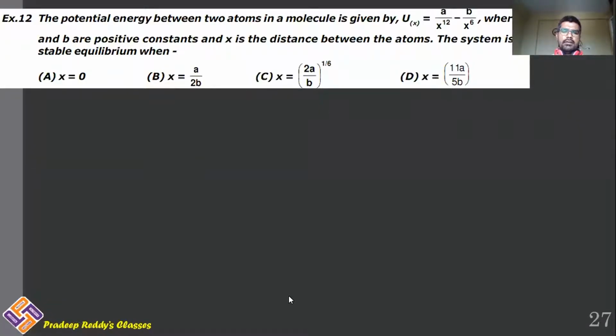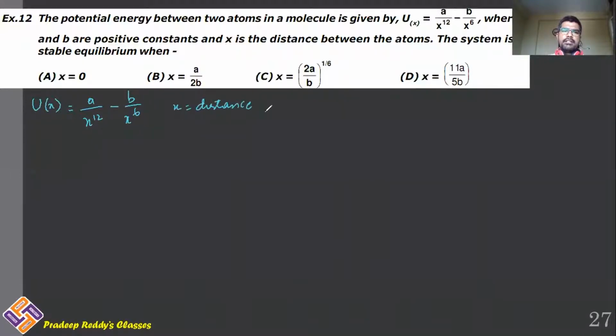Students, let us solve one problem based on equilibrium conditions which we have learnt earlier. In this problem, the potential energy between two atoms in a molecule is given by this function. Potential energy is given, which varies with position. It is A divided by x power 12 minus B divided by x power 6, where A and B are positive constants. X is the distance between the atoms.